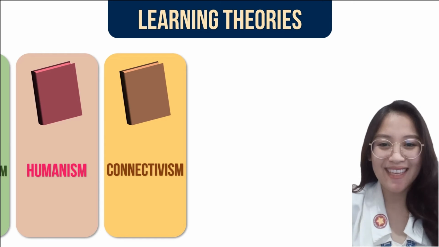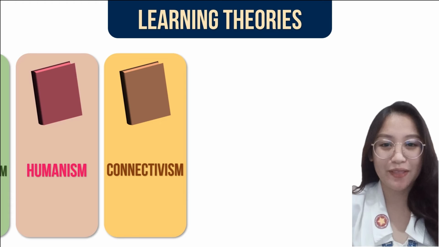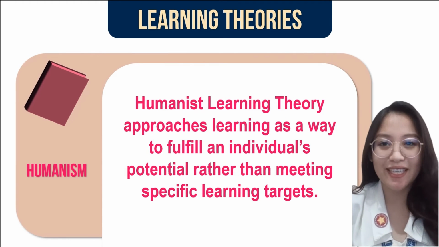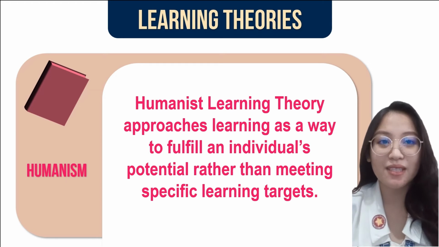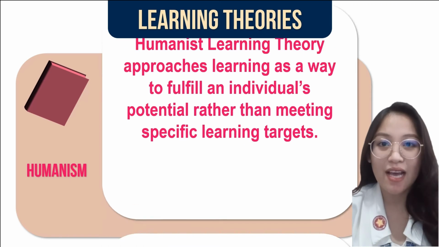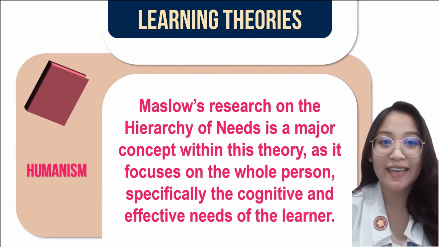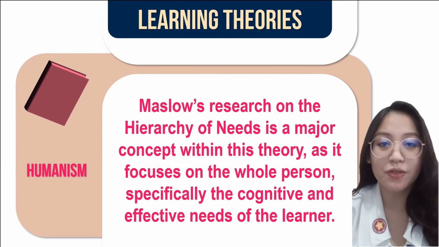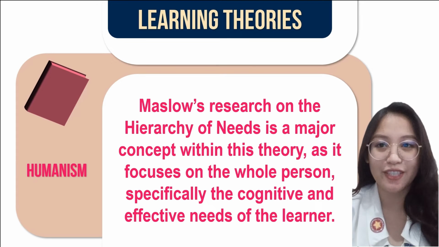Good day, everyone. And now, let's talk about the humanistic theory of learning, often called humanism. Humanist learning theory approaches learning as a way to fulfill an individual's potential rather than meeting specific learning targets. Maslow's research on the hierarchy of needs is a major concept within this theory, as it focuses on the whole person, specifically the cognitive and affective needs of the learner.